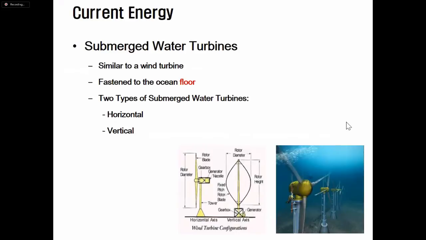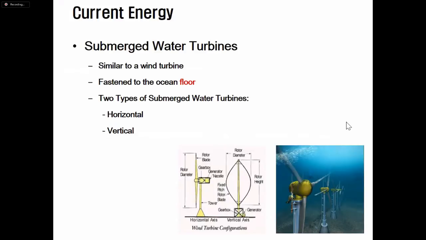Current energy, submerged turbines, similar to wind turbines, right? Similar shapes, fastened to the ocean floor. Ocean floor is here. There are two types. One is horizontal axis, where the rotational axis is horizontal. The other has a vertical rotational axis. There is a standard. So where is the rotational axis? Horizontal and vertical, those are the same as wind power. Wind power also has vertical and horizontal.